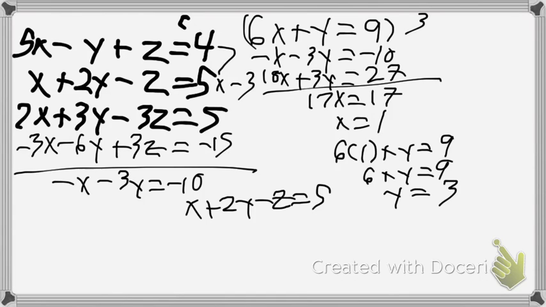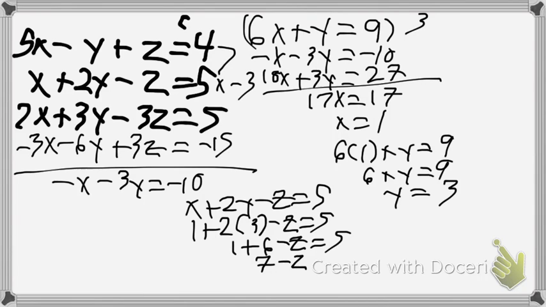I'm looking for z now. So I have 1 plus 2 times 3 minus z equals 5. That's 1 plus 6 minus z equals 5. 7 minus z equals 5. Subtracted 7 from both sides, so I have negative z equals negative 2. Multiply both sides by negative 1, I get z equals 2. So that is my answer.